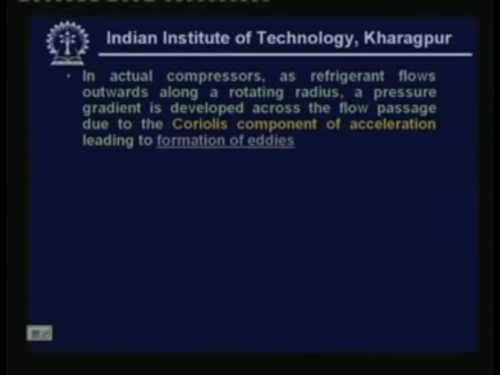In actual compressors, as refrigerant flows outwards along a rotating radius, a pressure gradient is developed across the flow passage due to the Coriolis component of acceleration, leading to formation of eddies. I was mentioning slip. If there is no slip, then the angle beta is nothing but the blade angle. But what is this slip? This slip comes into picture because the refrigerant has to flow along a radius which is rotating at high speeds. This introduces what is known as a Coriolis component of acceleration, and this also introduces a pressure gradient across the refrigerant passage.